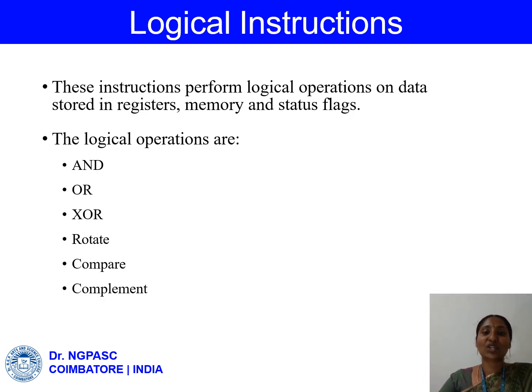Next one is the logical instructions. These instructions perform operations on data stored in registers and memory. The logical instructions are AND, OR, XOR, rotate, compare, and complement. In this group, any 8-bit content of a register or memory location can be logically ANDed or ORed with the accumulator. Each bit in the accumulator can be shifted left or right to the next position, which we call rotate. Compare means we compare the data with another. And complement is just complement: one's complement of 0 is 1. That complement is then used for logical operations.